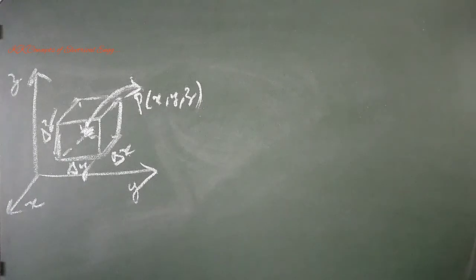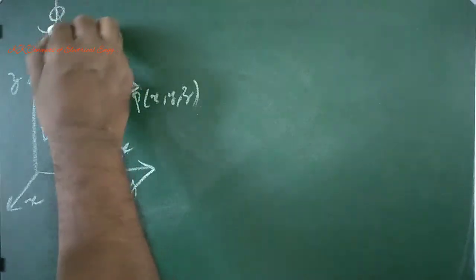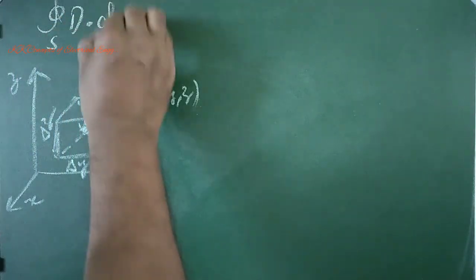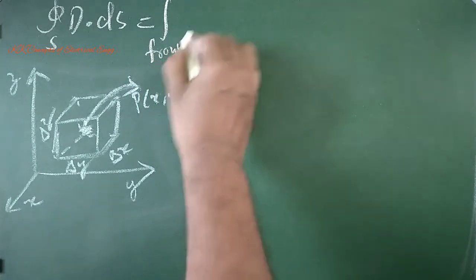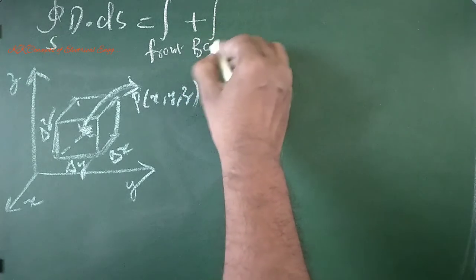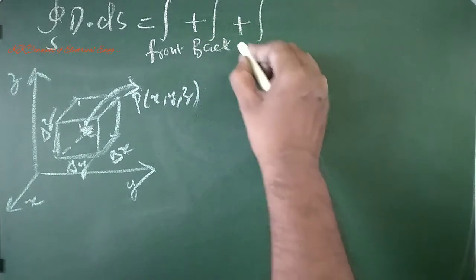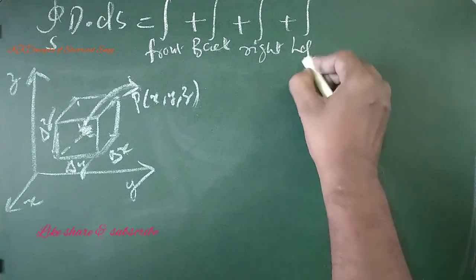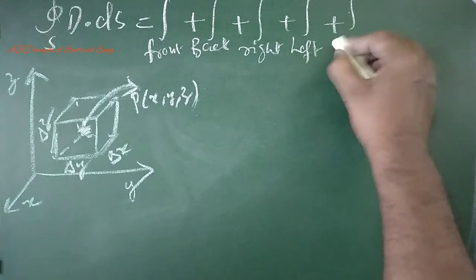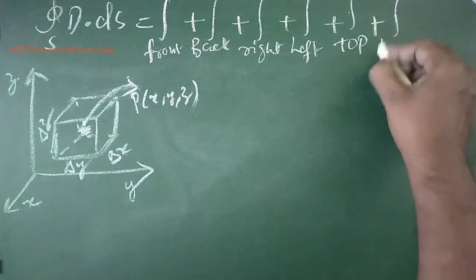Now in order to evaluate this surface integral, we need to consider all six faces of the box, and hence the integral is split into six integrals which are added later. Closed surface integral D dot dS equals integral front plus integral back plus integral right plus integral left plus integral top plus integral bottom.